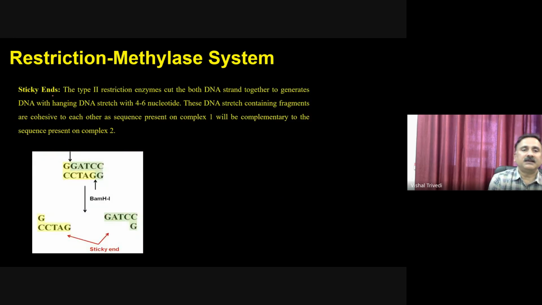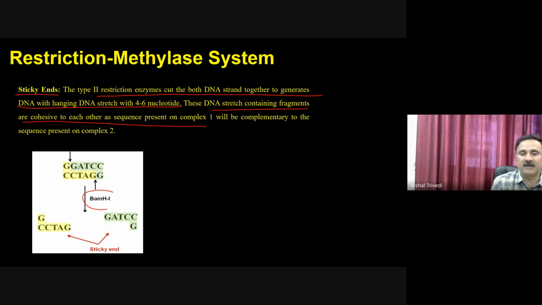And then the second is sticky ends. Type II restriction enzymes cut the DNA to generate DNA with a hanging stretch of 4 to 6 nucleotides, and these stretches on the fragments are cohesive to each other. For example, when you have GGATCC and you cut the fragment with BamHI, you will cut here and you will cut here. As a result, you are going to have a strand like this. So this is the overhang that you have. And similarly, the other one is going to have this.